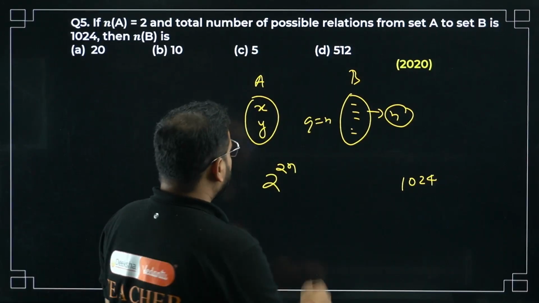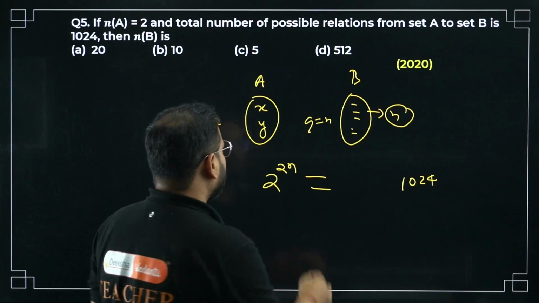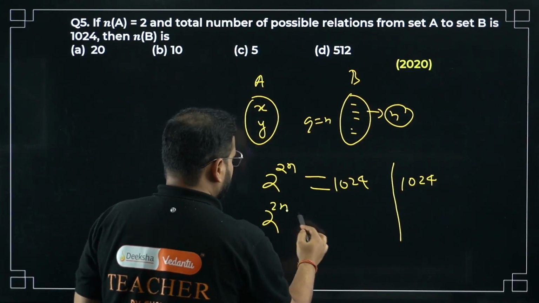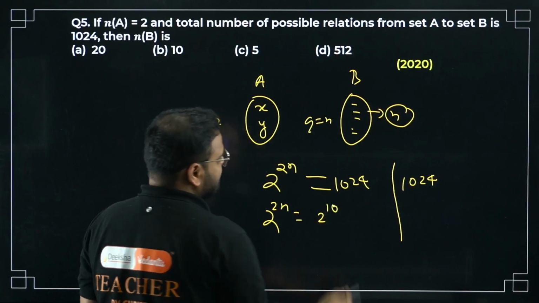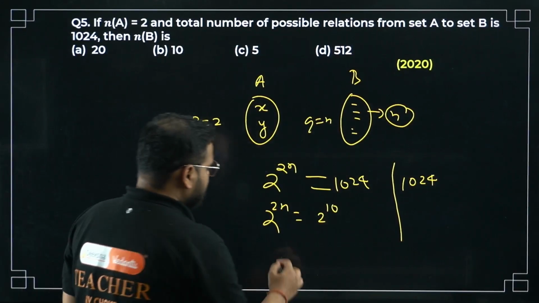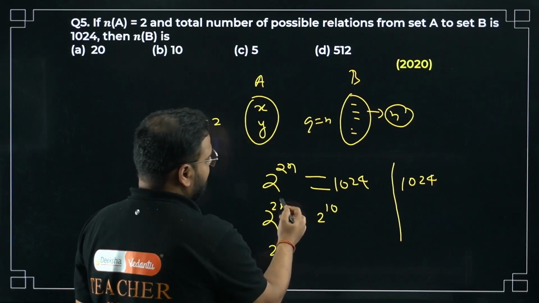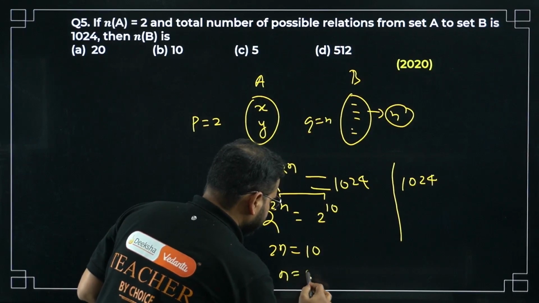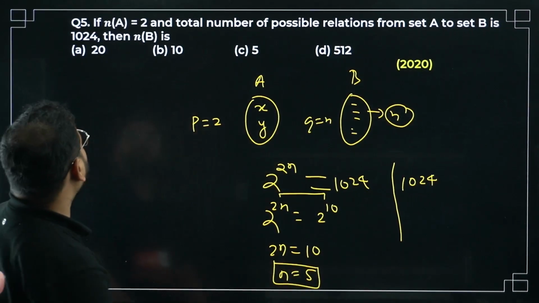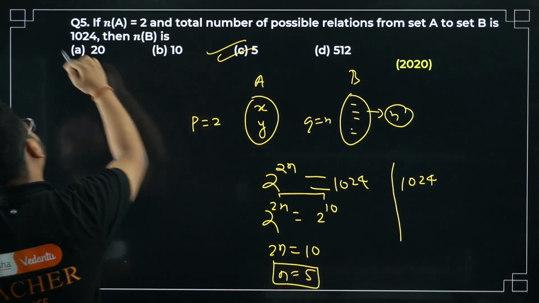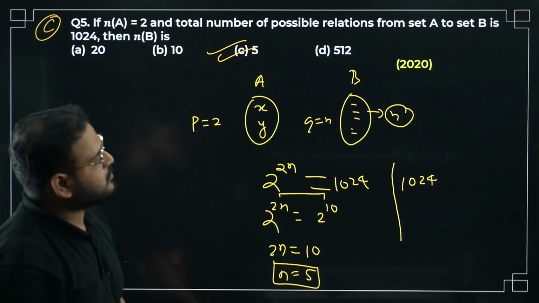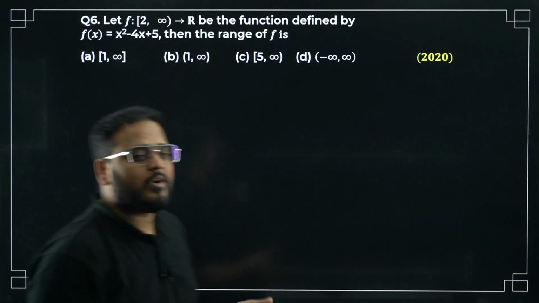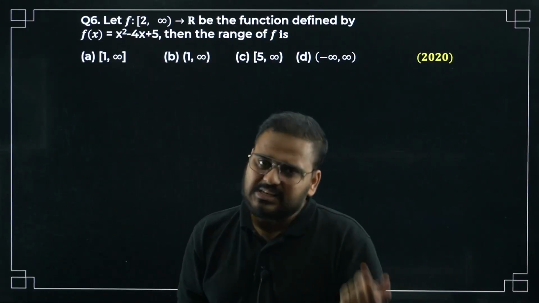2 power 2n equals 1024, right? That will become 2 power 2n equals 2 power 10. So compare the exponents now. 2n equals 10, n equals 5. Option number C is correct. Please check. Simple question. They asked this in the 2020 paper. So you can see, if you've learned those concepts, the questions can be easily solved, right? The chapter itself is easy.